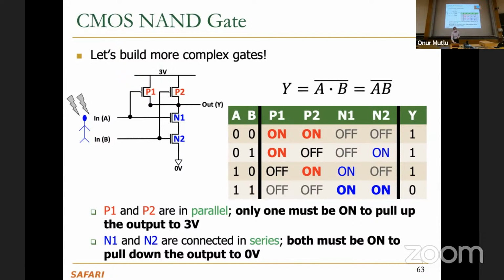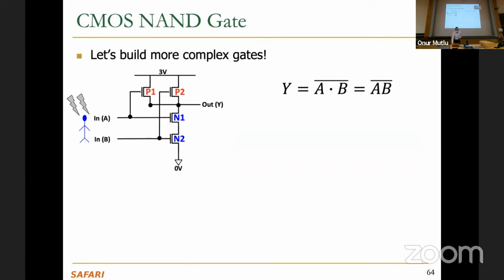And this is how we express a NAND gate. This is Boolean logic, A and B complemented. Usually we don't represent the dot. That dot means AND operation in Boolean logic. We don't represent the dot, basically AB complemented. And this is our basic NAND gate right now.